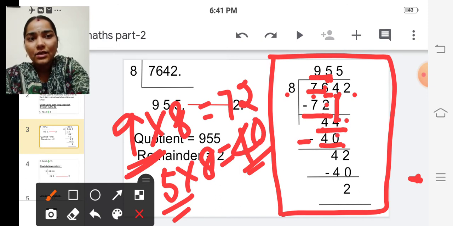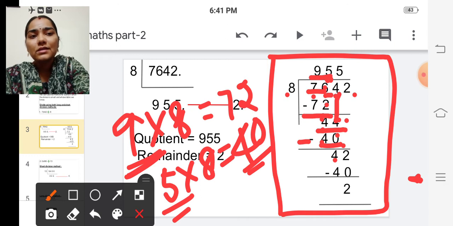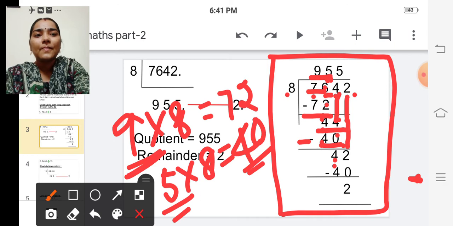So 4 minus 0 is 4. 4 minus 4 is 0. So we cannot consider that one. So the remainder is 0, and bring down this 2 here. So the number becomes 42.